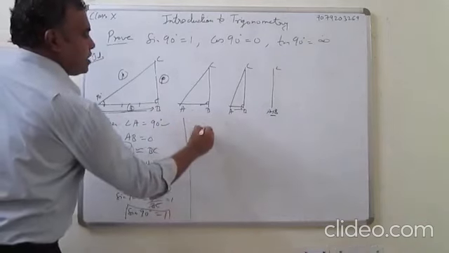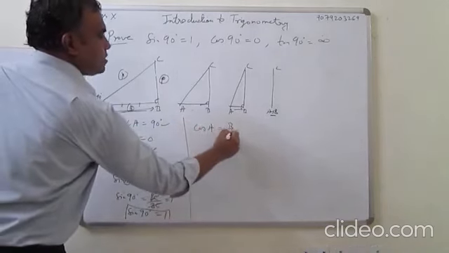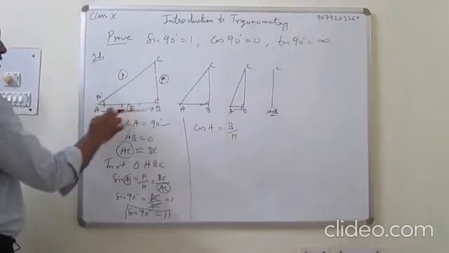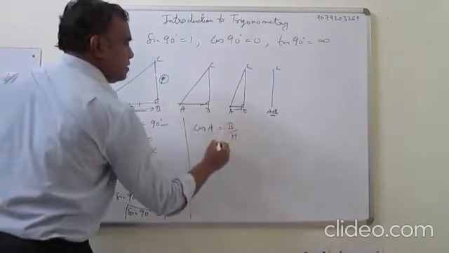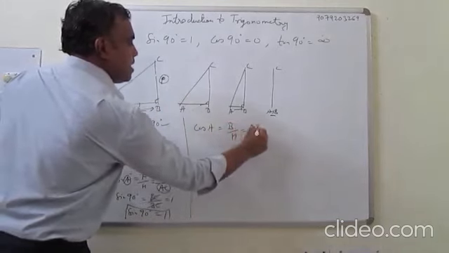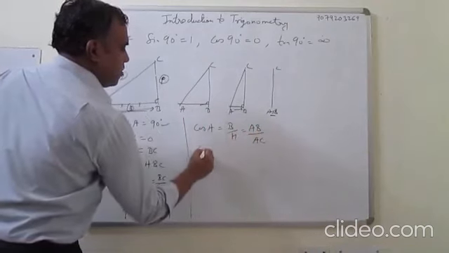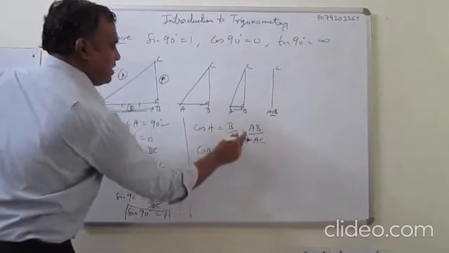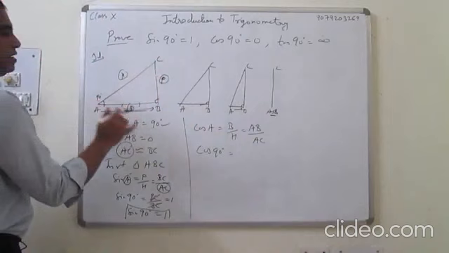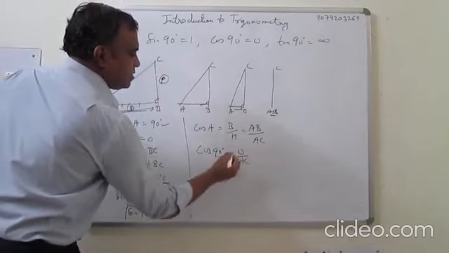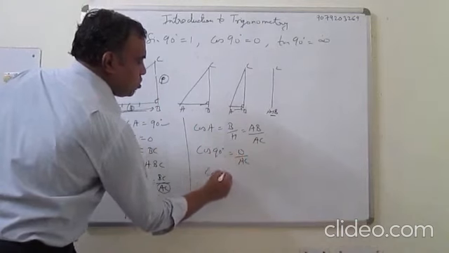Now for cos A, that is base upon hypotenuse in right triangle ABC. Base is AB, and hypotenuse is AC. Now angle is 90 degree, then what is AB? AB is 0 and AC is as it is. 0 upon something is 0, so cos 90 is equal to 0.